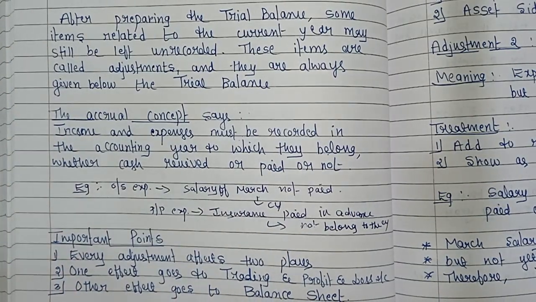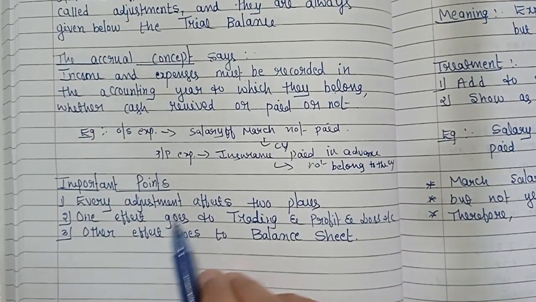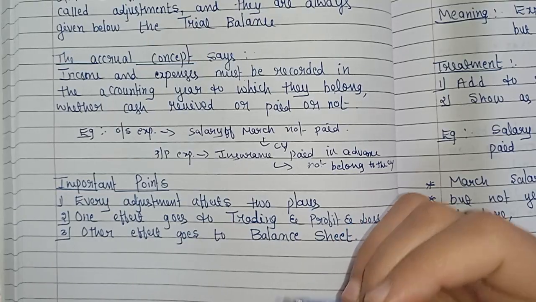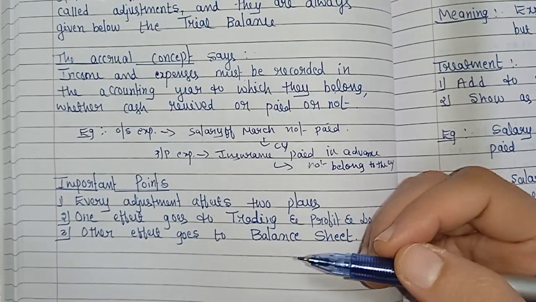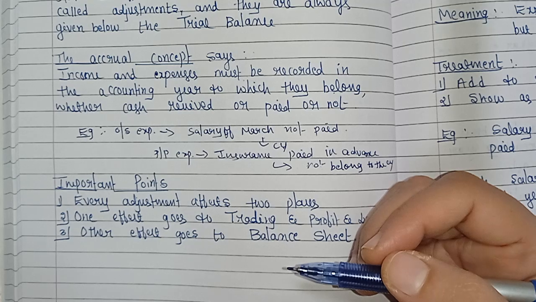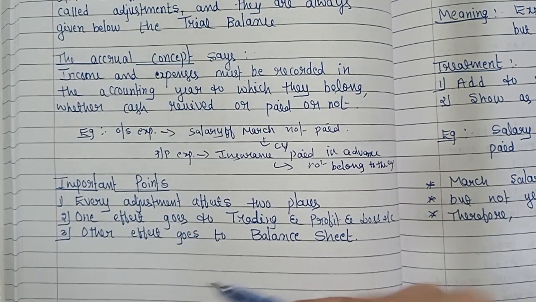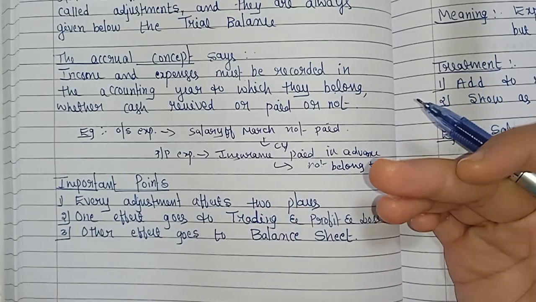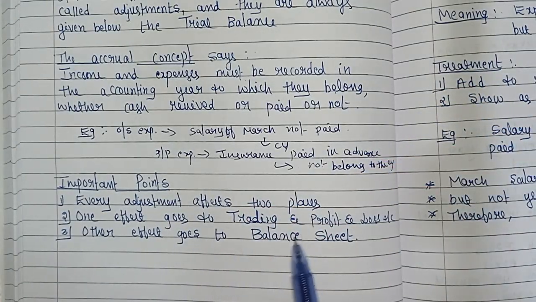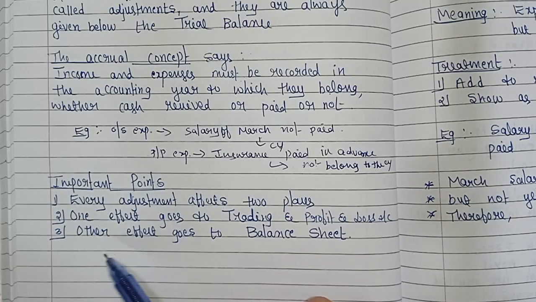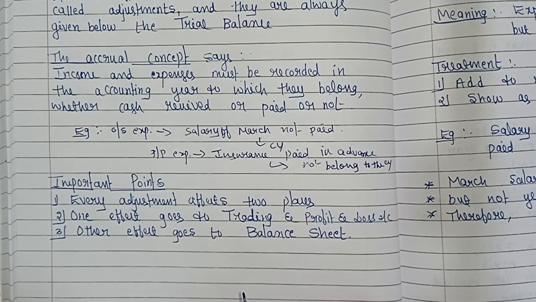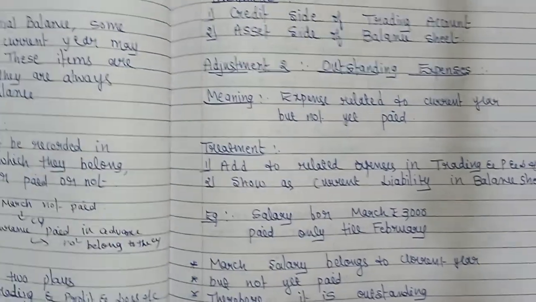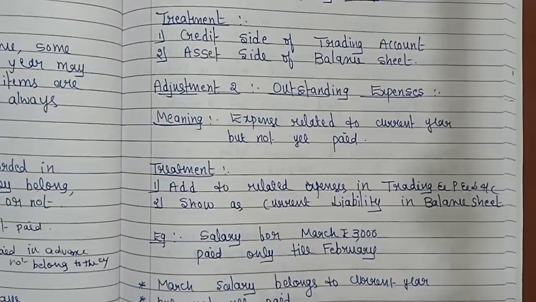Clear? Now let's see the important points. Every adjustment affects two places. Means below the trial balance they will give the adjustments, right? That will affect two places: once trading account or balance sheet, or profit and loss account or balance sheet. Clear? And one effect goes to trading account and profit and loss account, and the other effect goes to balance sheet. Clear? Now let's see the adjustments one by one. So in this class I am going to explain only 4 adjustments.